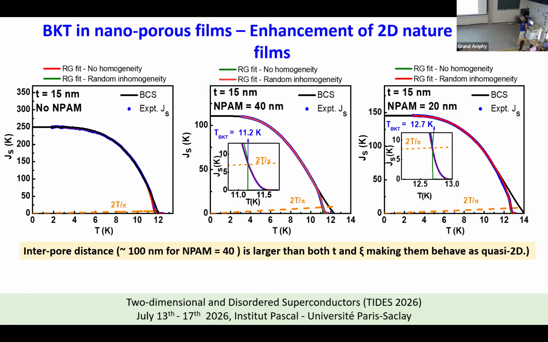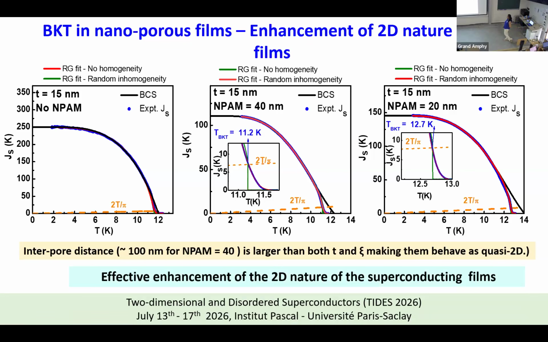Here, the effect is not as drastic as the 5 nanometer ones, but you can still see the BKT transition for the 15 nanometer. And this was a surprise, which tells us that there is an effective enhancement of the 2D nature of the superconducting films when we go to these nanoporous films.